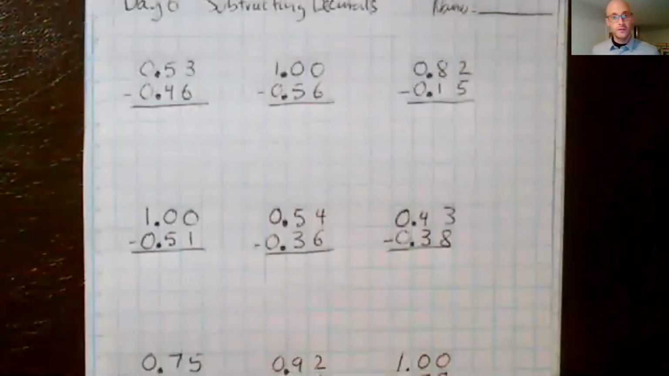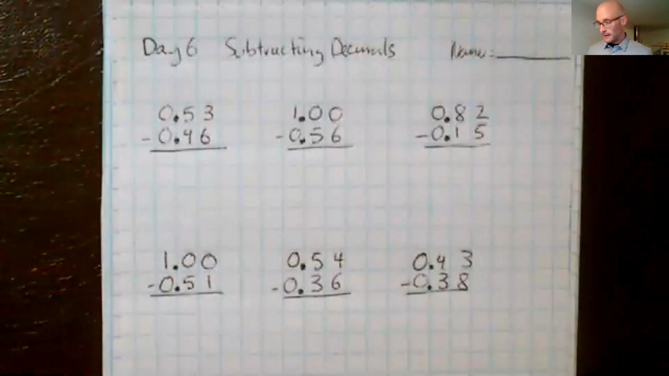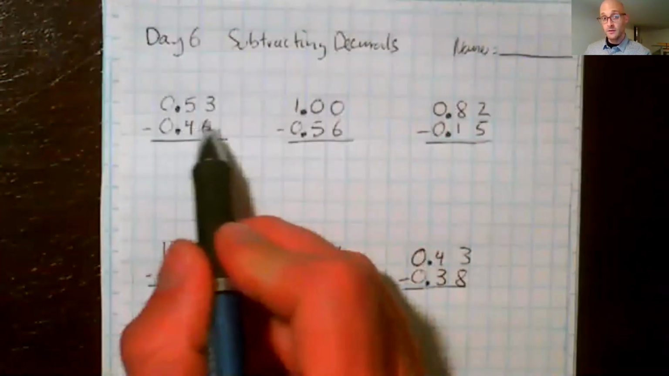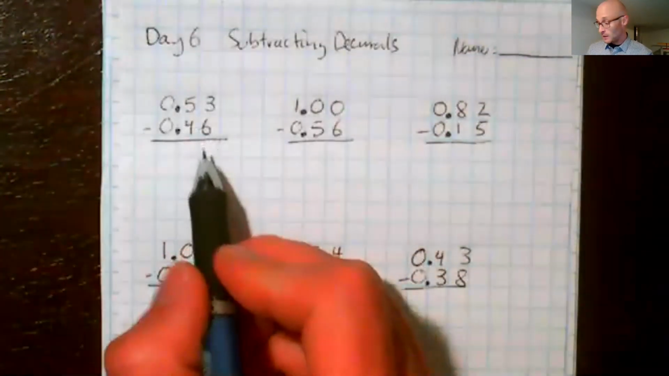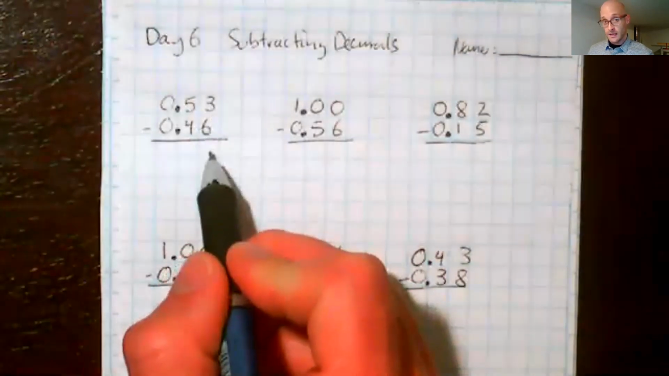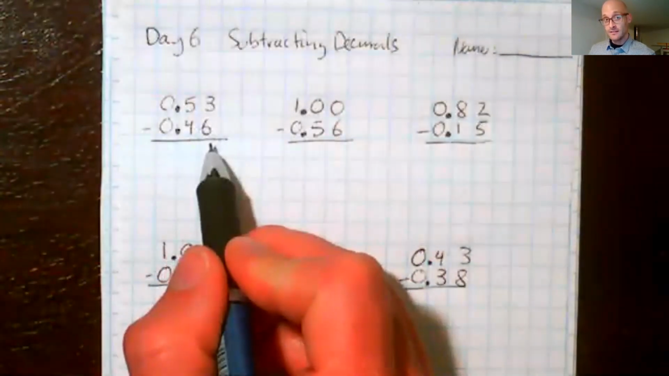Okay, let's try 2 of these together as a quick review. The big thing I want to review with you now is something called regrouping. Remember that when we're subtracting, there's some very common mistakes that pop up, especially if we haven't subtracted with paper and pencil in a while. Let's take a look at this first one. 53 cents, take away 46 cents. We start over here on the far right and we say 3 cents, take away 6 cents.